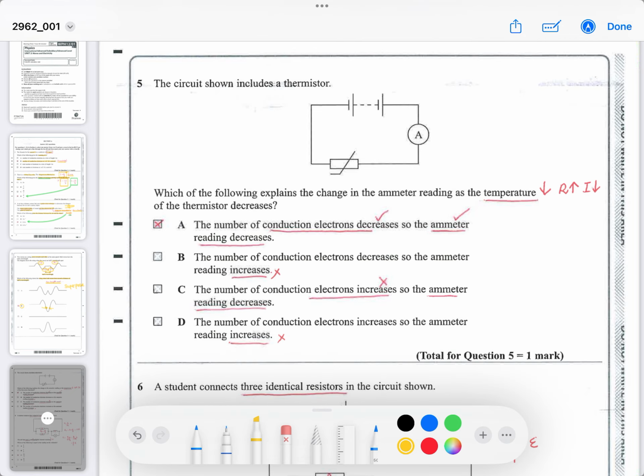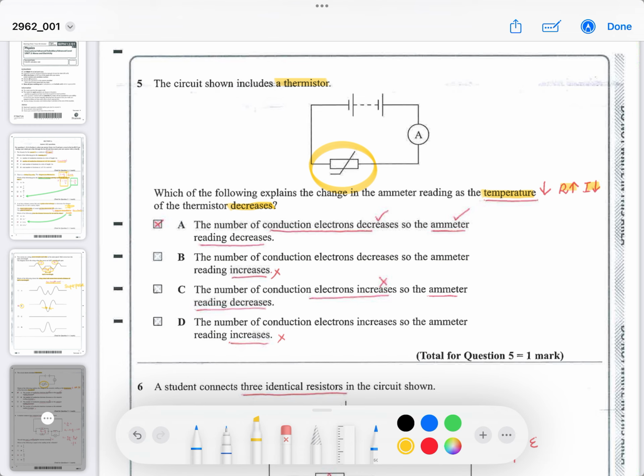Question 5 shows a circuit including a thermistor. The symbol for a thermistor is that. It looks like a spatula going through the resistor, and they want you to explain the changes in the ammeter as the temperature decreases. So as the temperature decreases, we know that the thermistor resistance will decrease. If the resistance will decrease, the current will decrease.